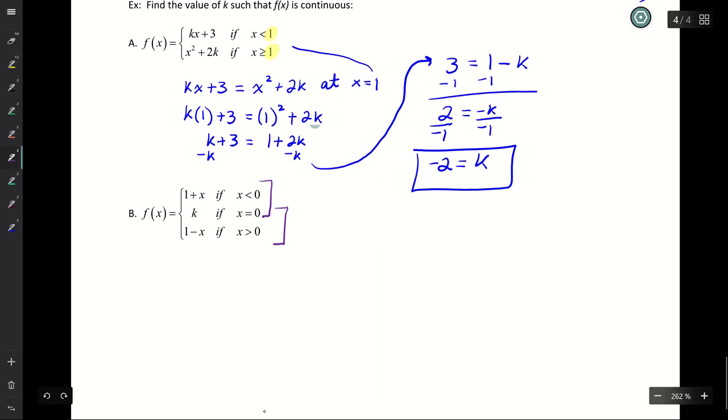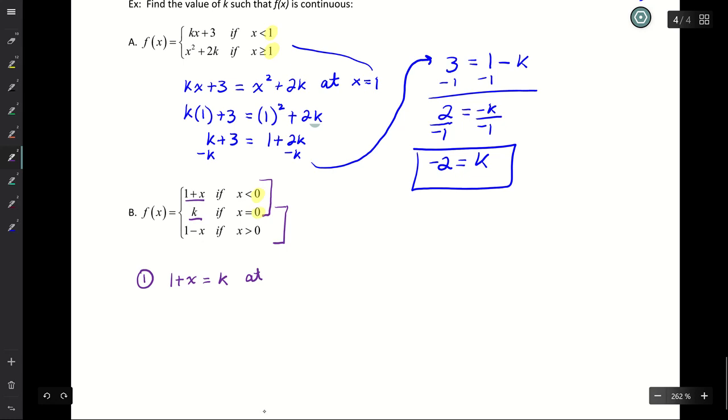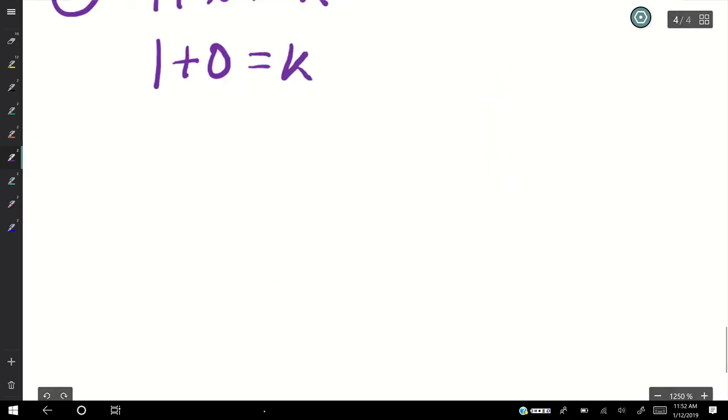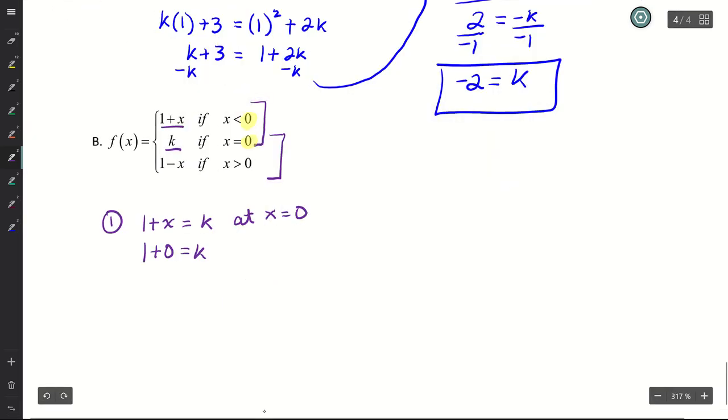So number 1, we have to say that 1 plus x must equal k. So this function must equal that function at 0. So those must be equal at x equals 0. That means I can substitute 0 in now for x. So 1 plus 0 must equal k. That means my k value must equal 1. Okay, so to make the top 2 pieces continuous, we notice all the pieces here are continuous because they're linear functions, making them polynomial. The top 2 are continuous and meet up specifically at k equals 1.